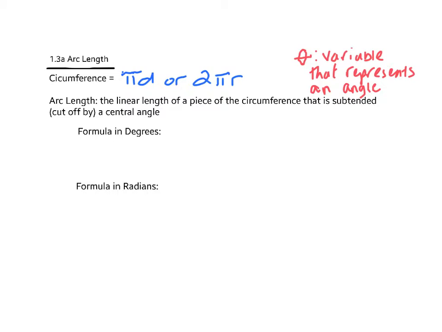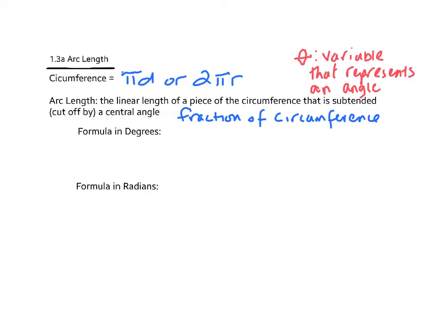Okay, so next, the concept of arc length. Formally, the definition is the linear length of a piece of the circumference that is subtended, which means cut off by a central angle. The translation of that definition is basically just that it's a fraction of the circumference. So I just need to figure out what that fraction is. Where am I figuring out that fraction?